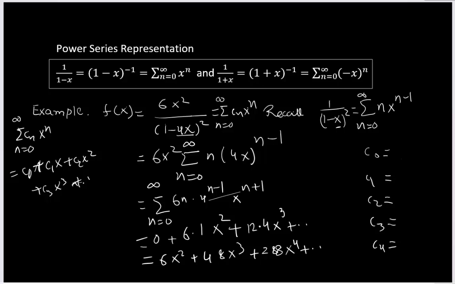Now first look at C0, a free constant term, and I don't have it here. So then C0 is 0. C1 is the coefficient of x in here, but here I don't have x. So then C1 is also 0. C2 will be now the coefficient of x squared, which is 6. C3 is the coefficient of x to the 3, that is 48. And the coefficient of x to the 4 is 288. So we got all of this. Thank you.